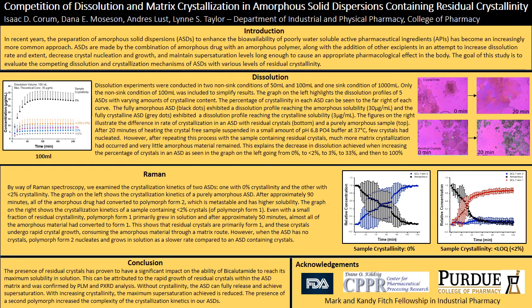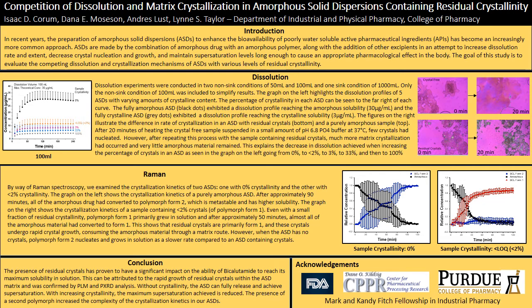This shows that residual crystals are form 1, and these crystals undergo rapid crystal growth, consuming amorphous material through a matrix route. However, when the ASD has no crystals, polymorph form 2 nucleates and grows in solution at a much slower rate compared to an ASD containing crystals. The residual crystals have proven to have a significant impact on the ability of bicalutamide to reach its maximum solubility in solution. This can be attributed to the rapid growth of residual crystals within an ASD matrix and was confirmed by PLM and PXRD analysis.